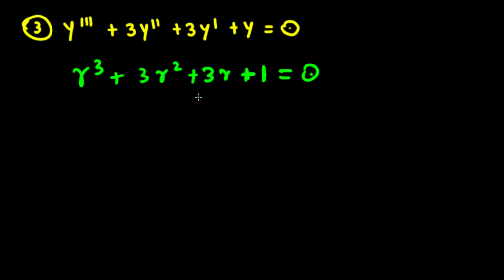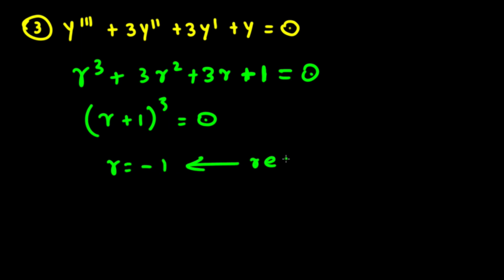Now we have to factor this one. If you factor this one, you will end up with r plus 1 cube. This is also repeated because r is equal to minus 1 repeated, but this is a little bit different because this one is repeated 3 times. So the answer is going to be a little bit different. Let's see how it's going to be.